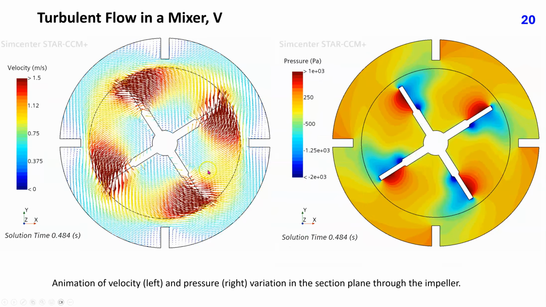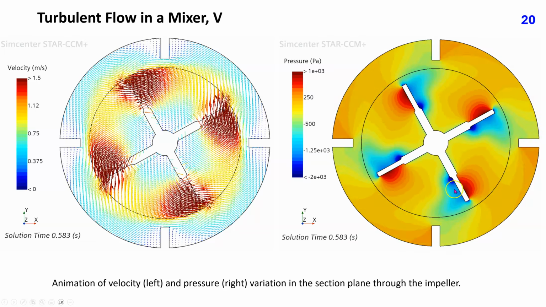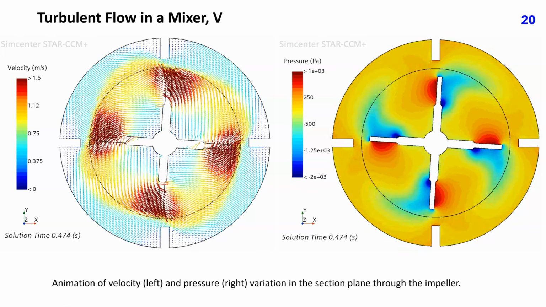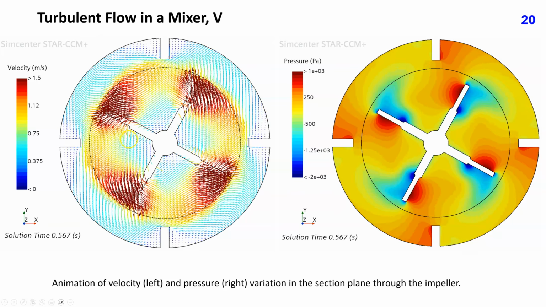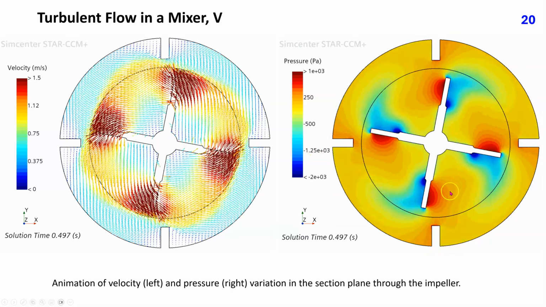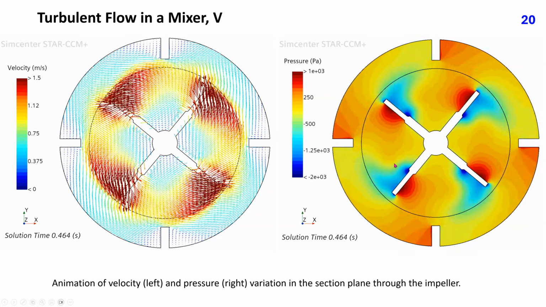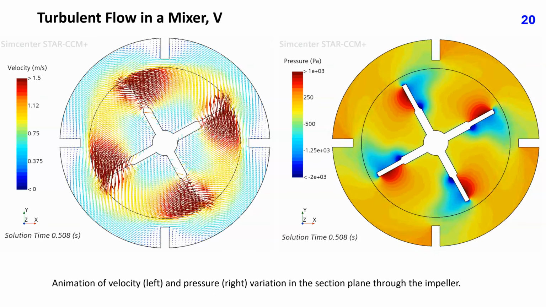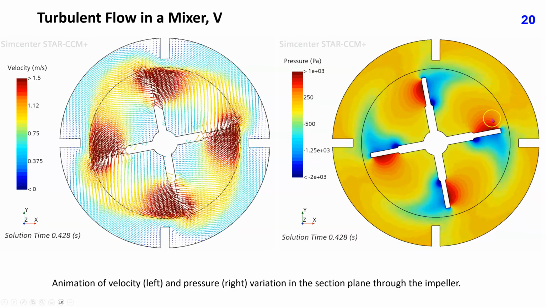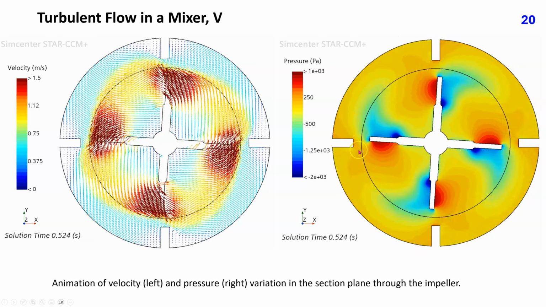This slide shows animation of velocity vectors on the left and pressure variation on the right in the horizontal cross-section through the impeller. Velocities are highest near impeller blades and lowest in corners along fixed baffles. Pressure is high on the front side and low on the rear side of impeller blades relative to their rotation direction. In a coordinate system attached to impeller, the flow within the rotating region is almost steady, except for disturbances when passing the fixed baffles.